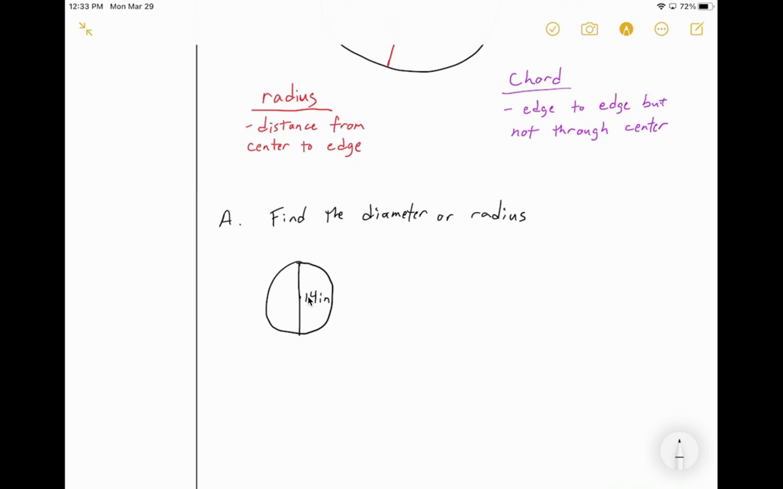All right. So if this is a diameter, that means I'm looking for the radius. And remember, the radius is simply half of the diameter, right? So I just say, well, 14 divided by 2 is equal to 7 inches. And that is my radius. That makes sense?